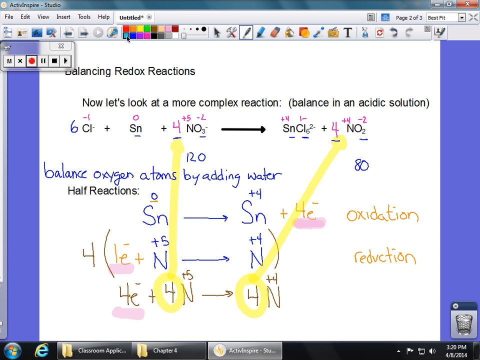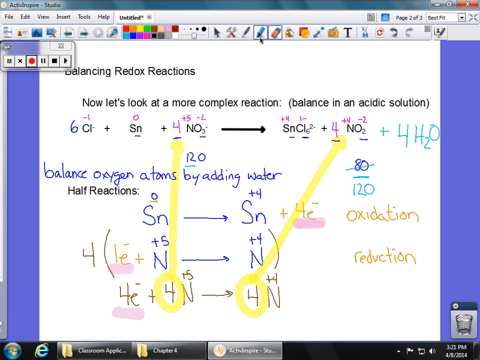And so on the right-hand side of our equation, since we only have 8 oxygens and we need 12, we will add 4 water molecules. That now causes our number of oxygens to be 12. But you may say to yourself, we just added hydrogen. What are we going to do with the hydrogens?